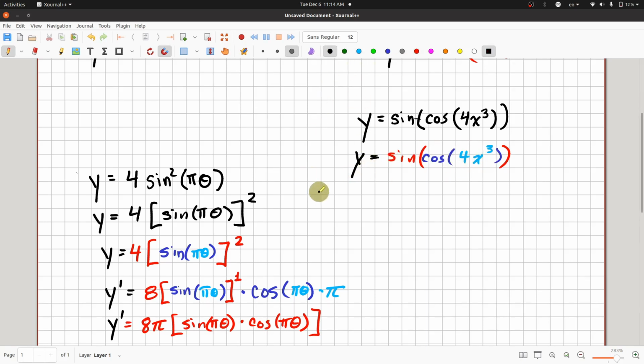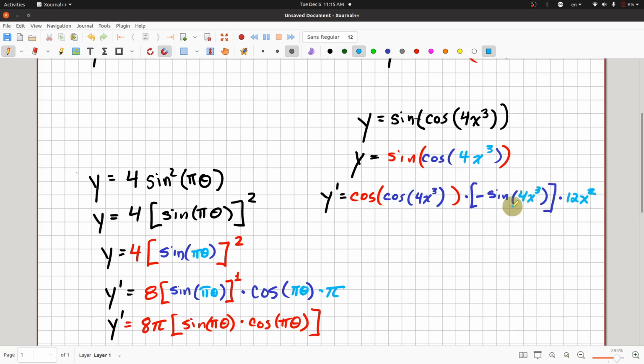So to take the derivative, we're taking the outermost layer. Derivative of sine is cosine. And what happens to all that junk? It stays the same. And now times the derivative of the next layer in. What is the derivative of cosine? Derivative of cosine is negative sine, and the inside stays the same. And now I multiply by the next layer in, so this is times the derivative of the inside, which here would be 12x squared. And that is it for that function.